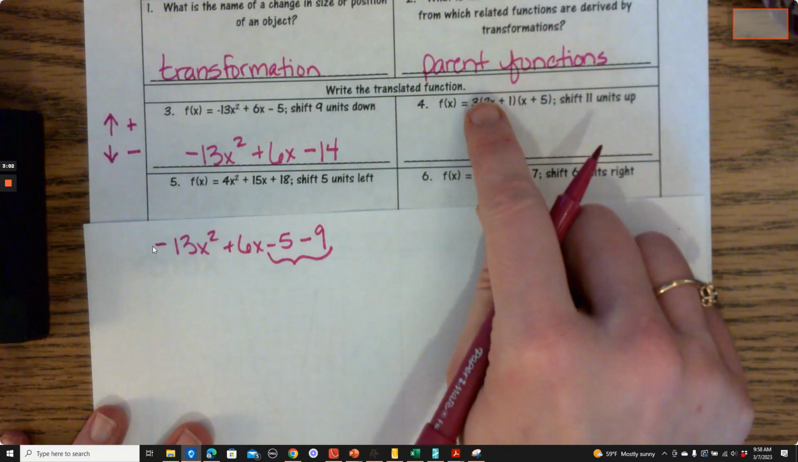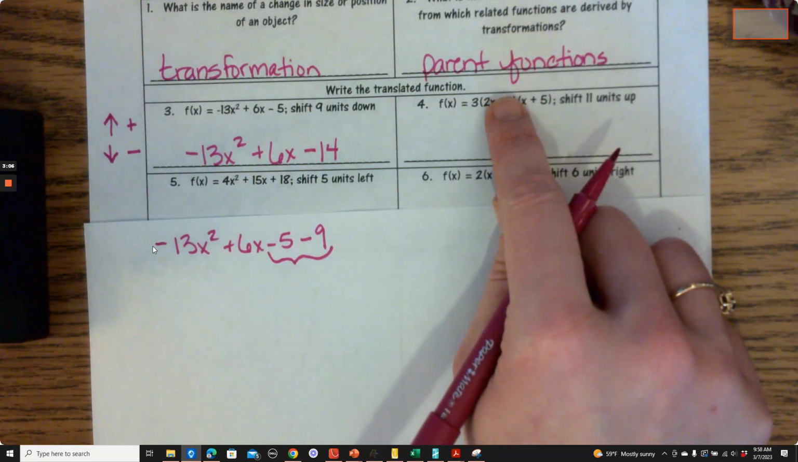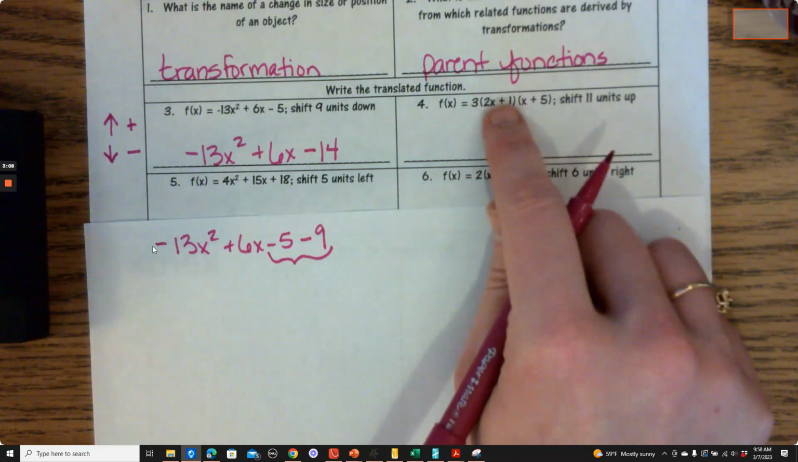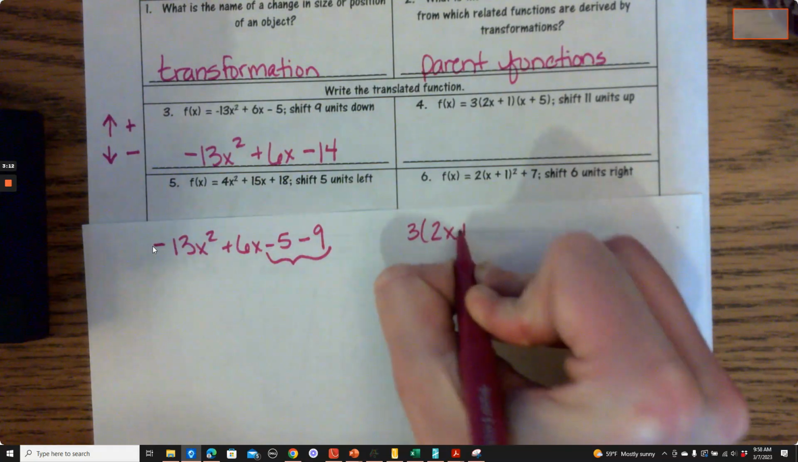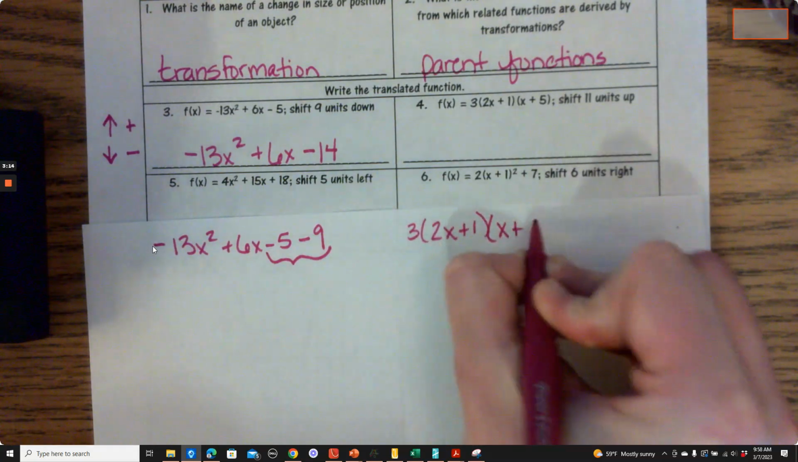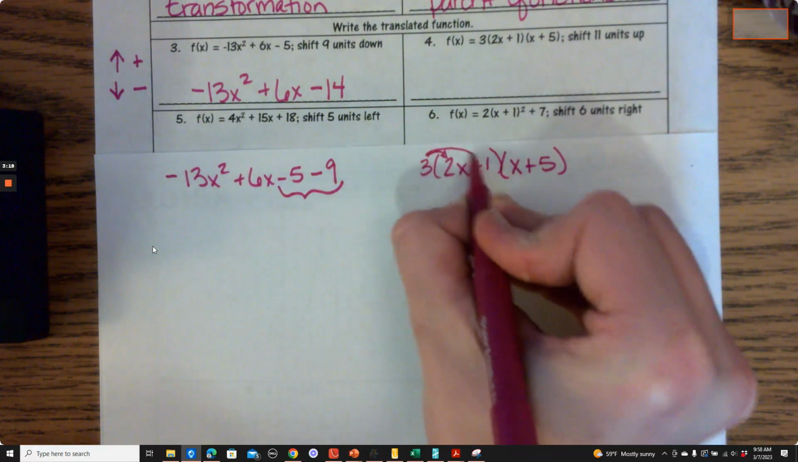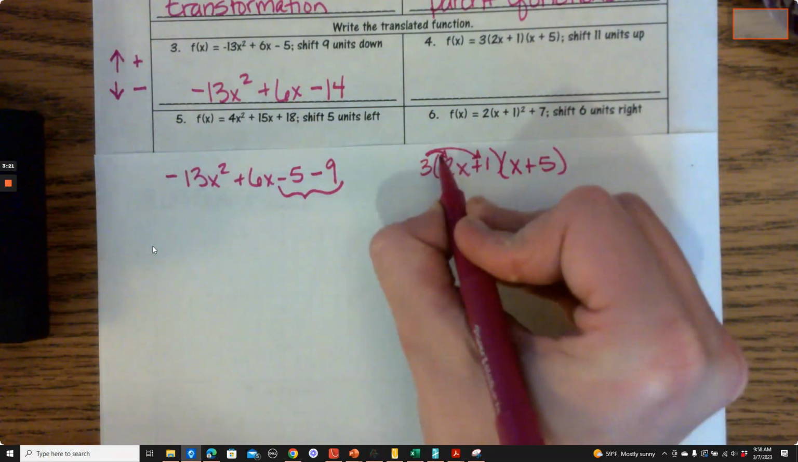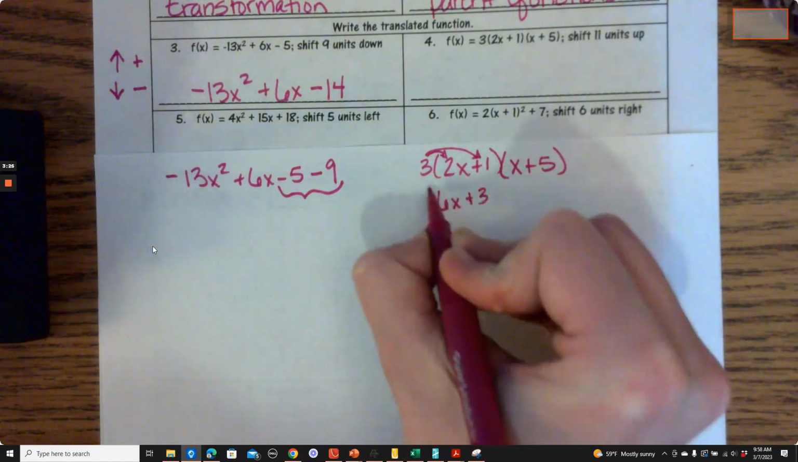So what we've got to do, though, we don't like this form. Okay? I need to simplify this. So what I'm going to do first, we got a little bit of everything today, I'm going to distribute this 3. That's the first thing I'm going to do. So 3 times 2x is 6x. 3 times 1 is 3.